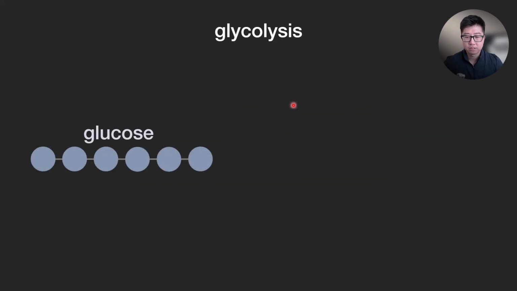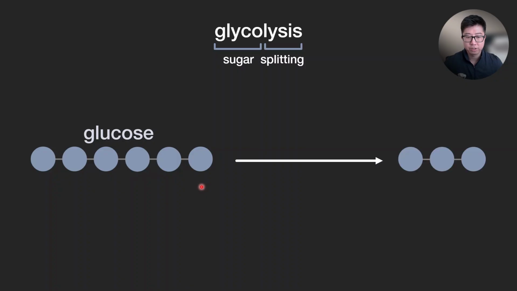So what is glycolysis? Glycolysis is the very first step in cellular respiration, and it takes place in the cytoplasm of the cell. As you might have guessed from the name, glycolysis literally means splitting sugar. And that's exactly the core idea of this process. We're taking a single molecule of glucose, a 6-carbon sugar represented by the 6 blue circles in the diagram, and we're breaking that glucose down through a series of reactions.